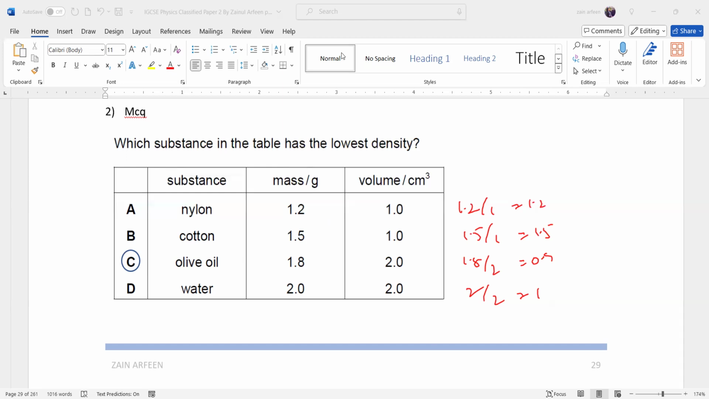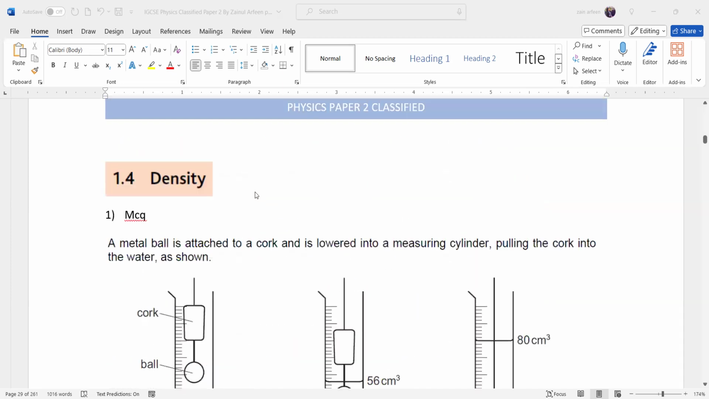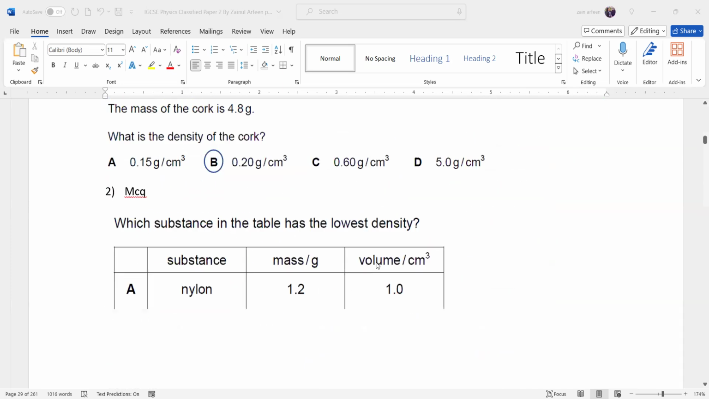The purpose of the ball in the previous one: cork is usually made up of wood, and wood floats on the surface. So the ball was used just to submerge it, so that it can totally submerge into the liquid. That's why that sphere was used. Why not directly add the cork? Because it will float.